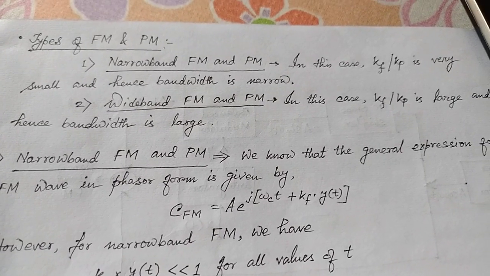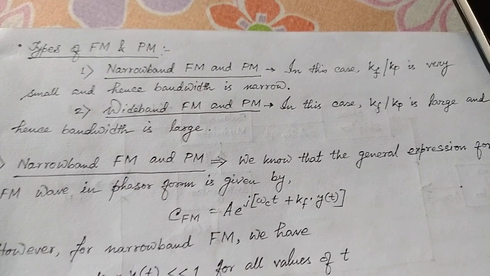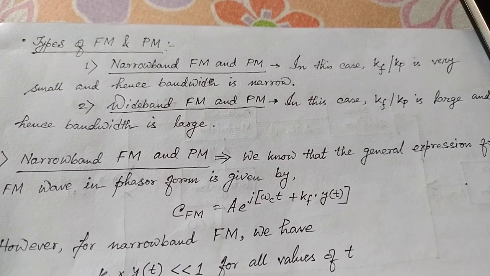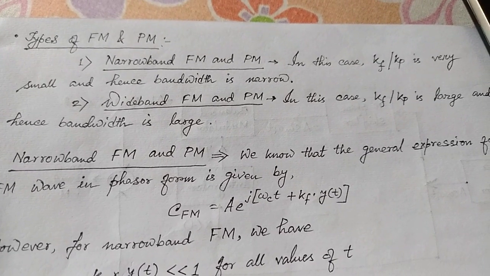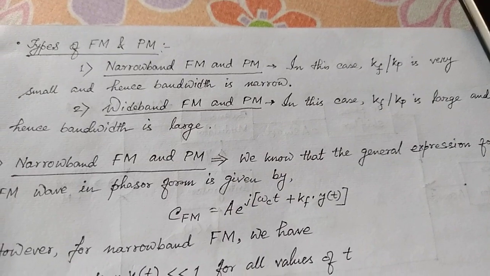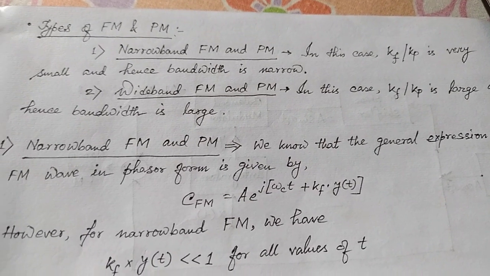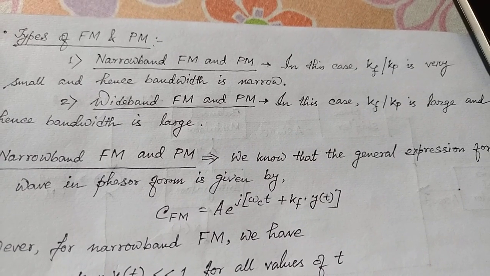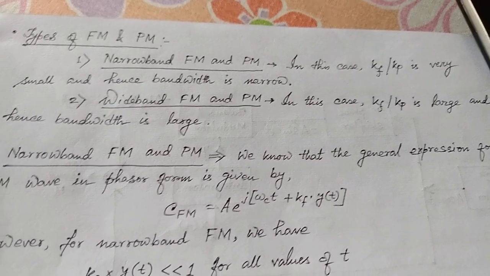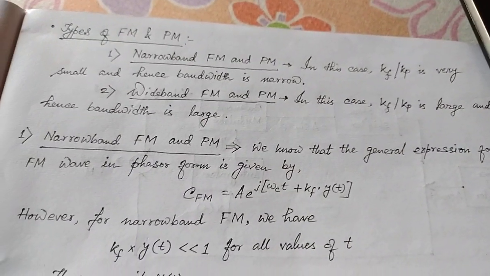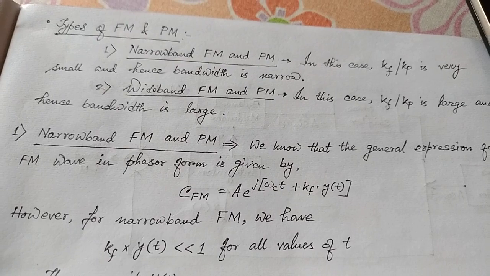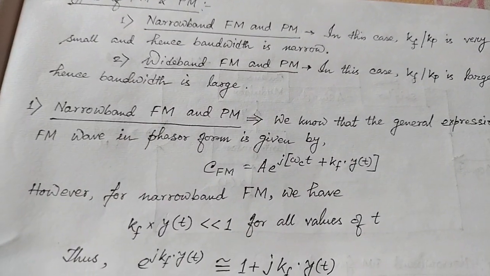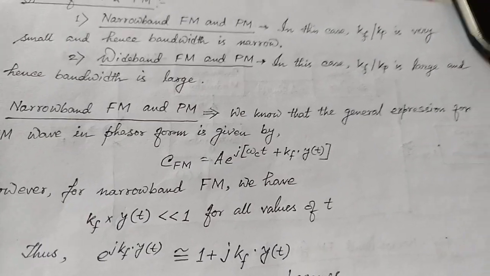In case of narrowband, the Kf or the Kp, whatever the sensitivity of the frequency or phase, will be very, very small, and hence the bandwidth also becomes very, very narrow. For the wideband, obviously the value of Kf or Kp, the sensitivity of phase or frequency, is very large. So in that case the bandwidth also will be very large for both FM and PM. Now let's go for the narrowband FM or PM.